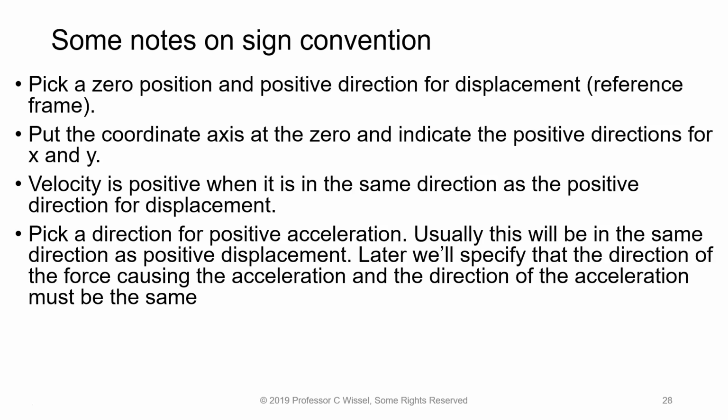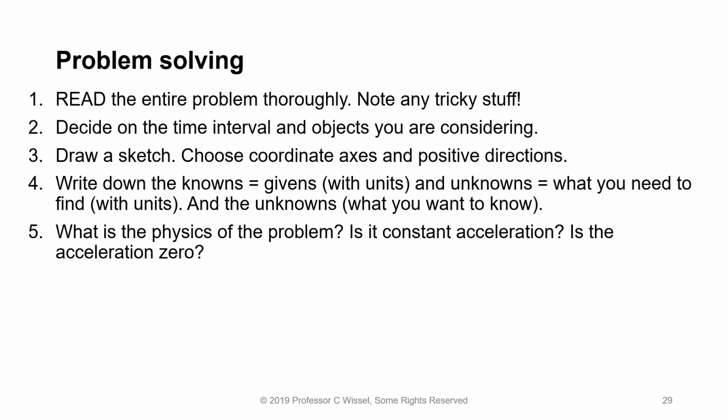Velocity is positive when it's in the same direction as the positive direction for displacement. Pick a direction for positive acceleration. It's a good idea to make it in the same direction as positive displacement. It makes it a little easier. Now, later we'll specify the direction of the force causing the acceleration, and the direction of the acceleration must be the same. And this is when we talk about chapter 4, we talk about forces, because what actually causes acceleration is a force.